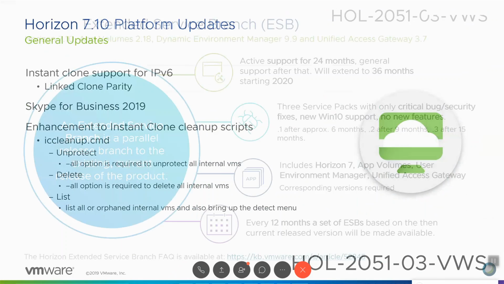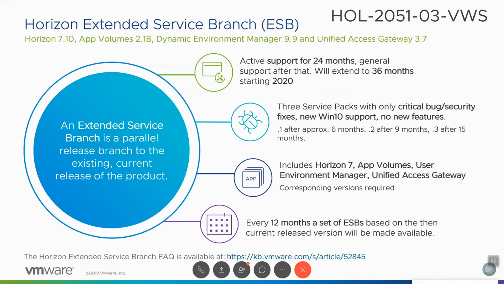And Extended Service Branch. So this is new. Anybody heard of Extended Service Branch via VMware or Microsoft? So you're going to have a much longer window of active support. You're not really going to change versions of Horizon now. You're going to get patches. So there'll be 3 service packs, critical bugs and security, Windows 10 support, and it encompasses the entire suite. Horizon 7, App Volumes, UEM, and then every 12 months, a set of extended service branches will be released. So think of it as you're not going to do as much upgrading. You're going to do more patching and improving, and it's going to help you extend the longevity of your Horizon environment without constantly having to say, okay, we need to change window, we need to do this, we need to do that. Any questions?